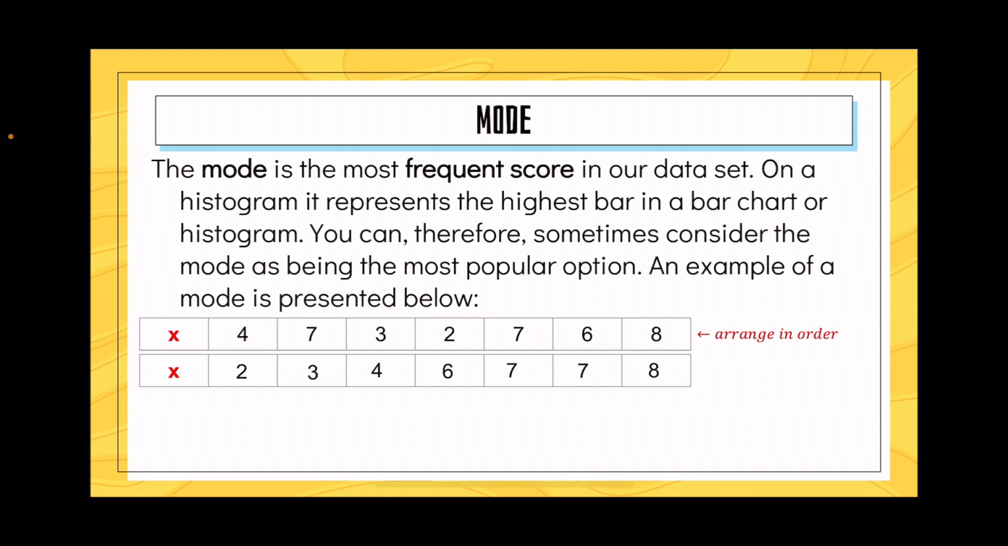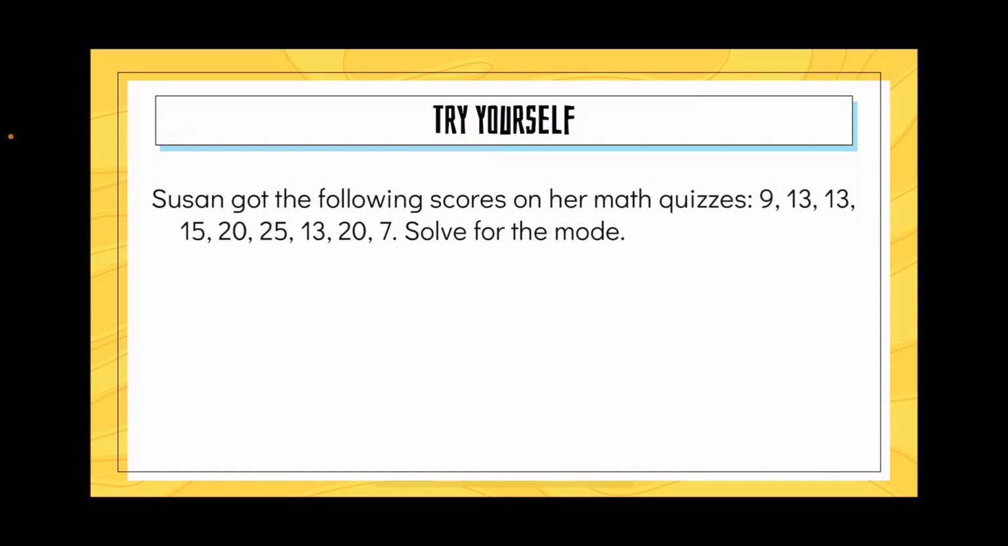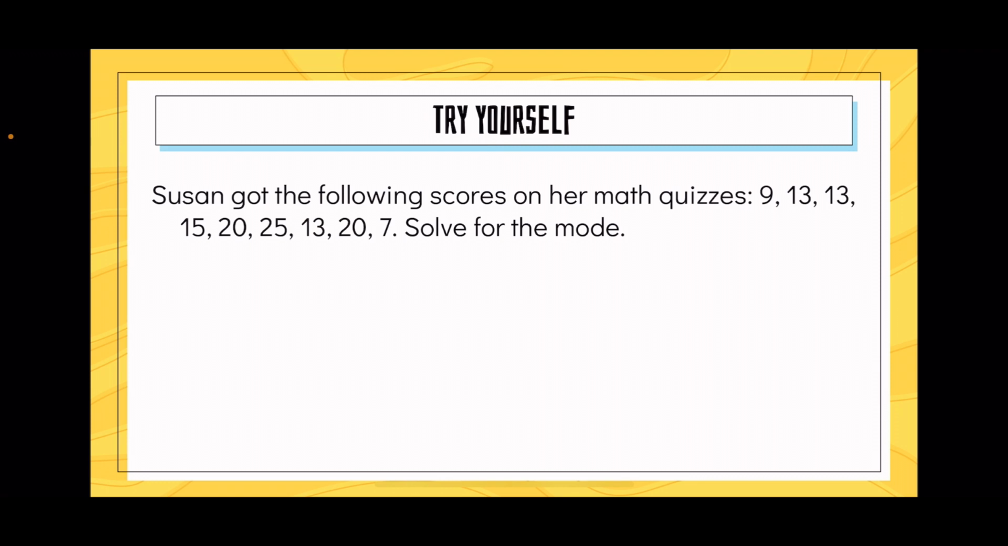Very good. So which do you think appeared the most in this set of data? Very good. It's 7. Therefore, 7 is our mode. So I want you to try this for yourself. This problem is the same as the problem that we had in the mean and median. Susan got the following scores on her math quizzes. Solve for the mode.